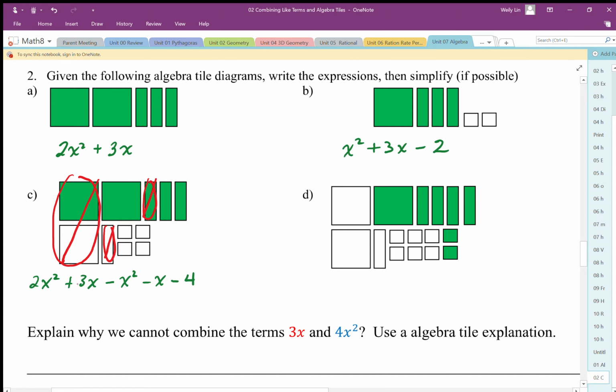So when we combine the like terms, we have 2x squared, and we're going to take away an x squared. So we have one positive x squared here. 3x minus x is going to end up with 2 positive x's. And we can see those 2 positive x's here. And then we have the 4 ones left over. Okay, so I'm just going to color code this. So there's my x squared. Here's my 2x's. And this represents my 4 negative ones.